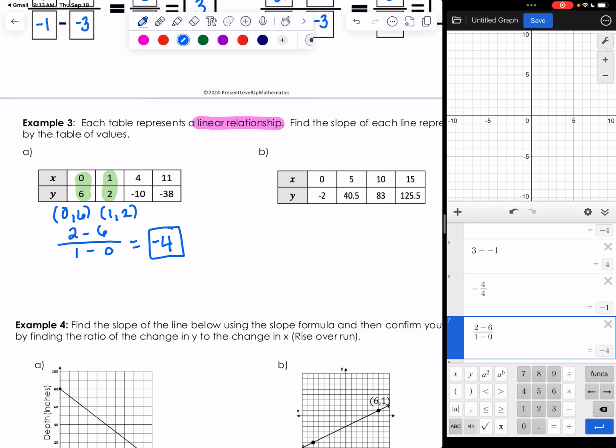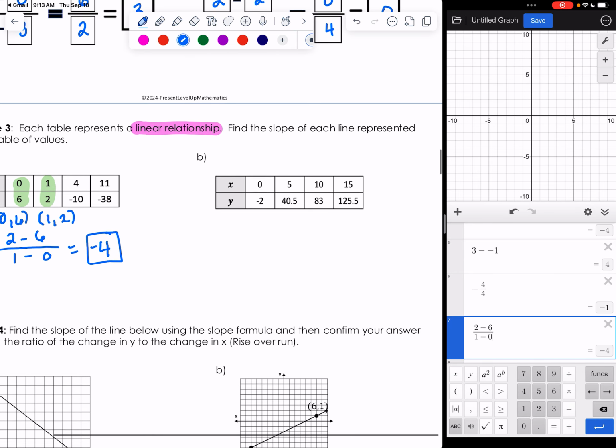All right, look at problem B. Now, in this problem, it's going to be a little bit harder to find friendly points. I don't think I'm going to be able to avoid a negative. So I'm just going to choose 0, -2. And then I have a real friendly point right here, 10, 83. So I think I'm going to use those 2 points.